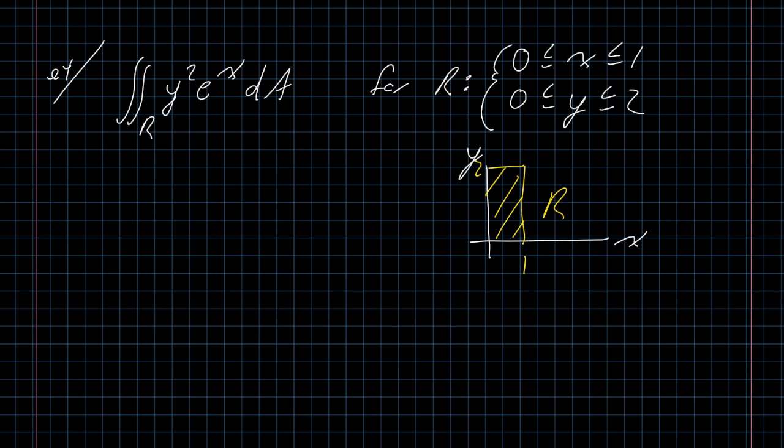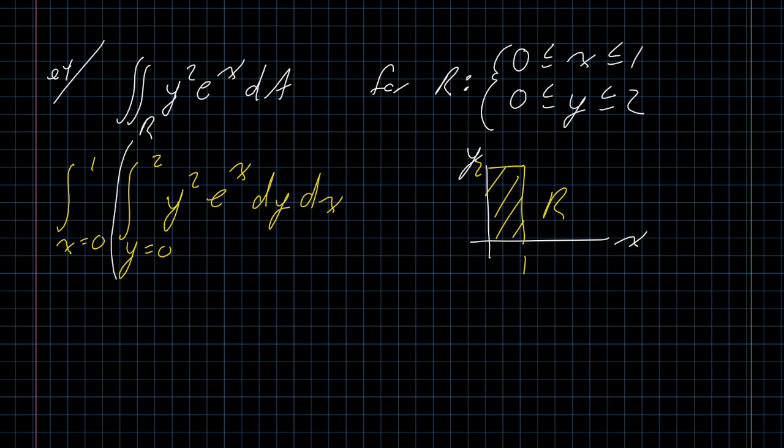All right, so using Fubini's theorem, I can rewrite this as an iterated integral. We will have the integral x goes from 0 to 1 of the integral y goes from 0 to 2 of our function y squared e to the x dy dx. It's not as apparent at first glance what's happening here. But if you take a little bit of time to think about it, this should make sense.